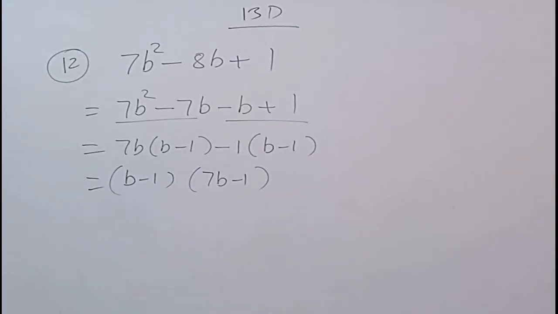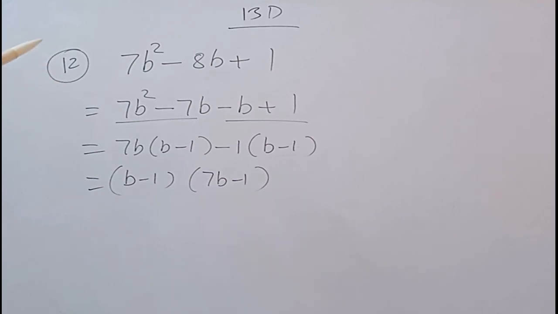Children, I am taking question number 12, that is 7b square minus 8b plus 1. So we have to factorize it. The constant part, the last term, is 1 and the first term is 7, so 7 ones are 7. We have to find two numbers whose product is 7 and whose sum or difference is 8. So there is 7 and 1. 7 into 1 gives 7, and 7 plus 1 will be 8.